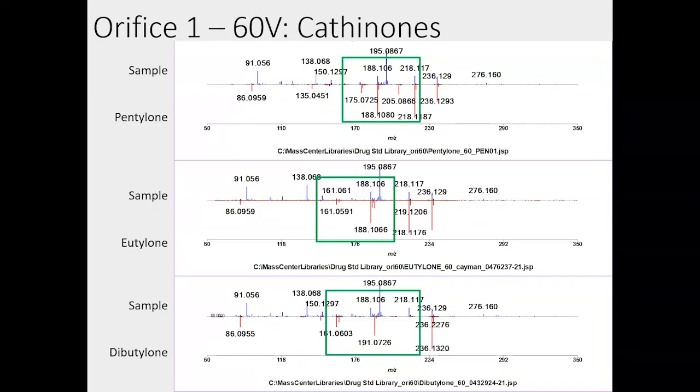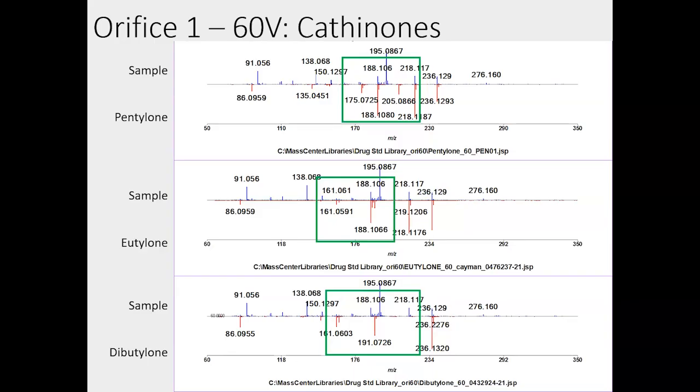But then if we compare to the three cathinone isomers, and bear with me, obviously I know there's a lot of data on this slide, but you can see that pentalone and utolone both have a 188, whereas dibutylone doesn't and has a 191 instead. Similarly, pentalone and utolone have a 218, which is not present in dibutylone. Conversely, dibutylone and utolone both have the 161 that's not present in pentalone. And pentalone has the 205, which is also not present in either utolone or dibutylone.